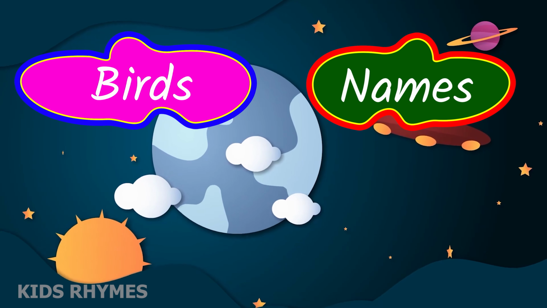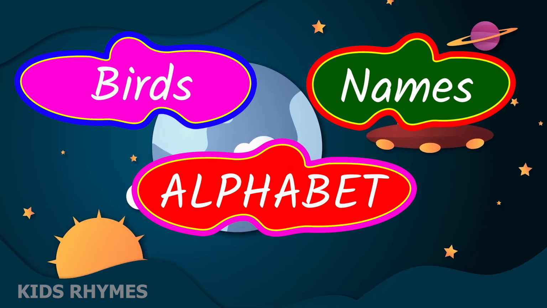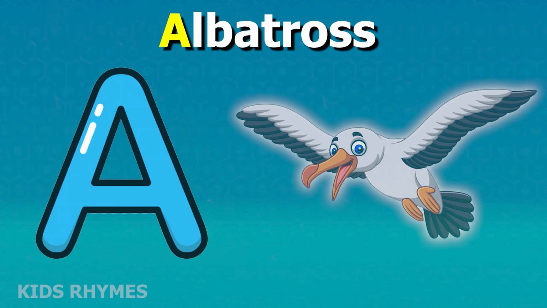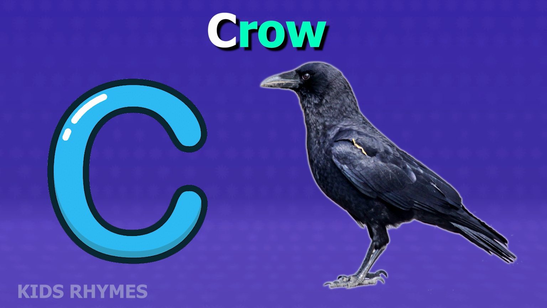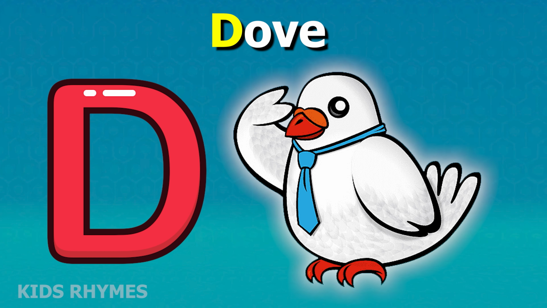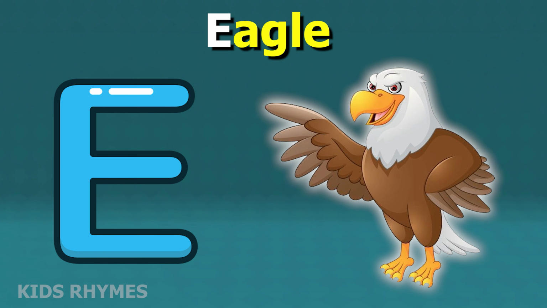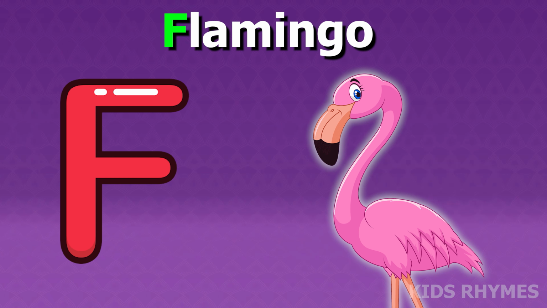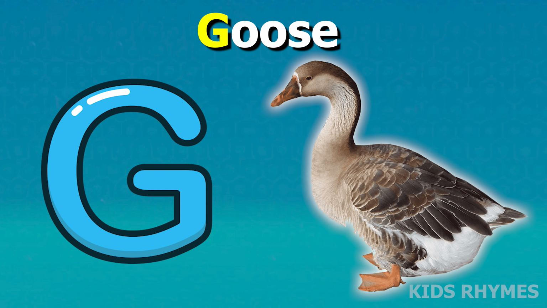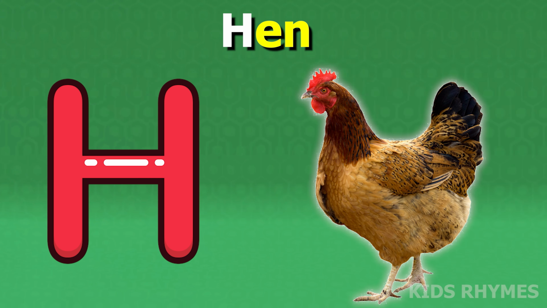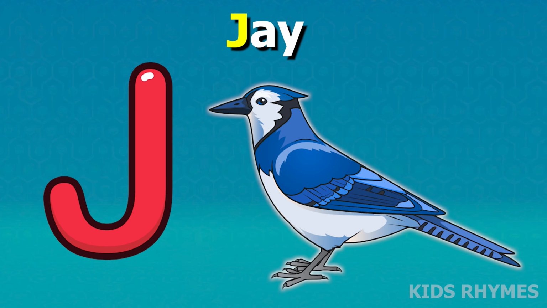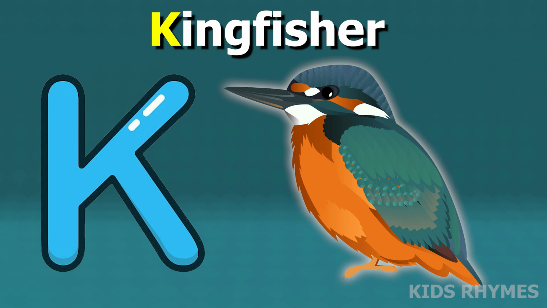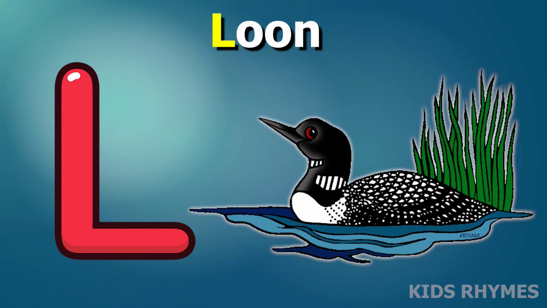Bird names according to alphabet. A for albatross, B for blue jay, C for crow, D for dove, E for eagle, F for flamingo, G for goose, H for hen, I for ibis, J for jay, K for kingfisher, L for loon.